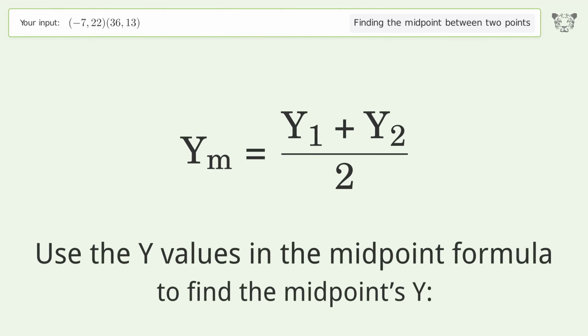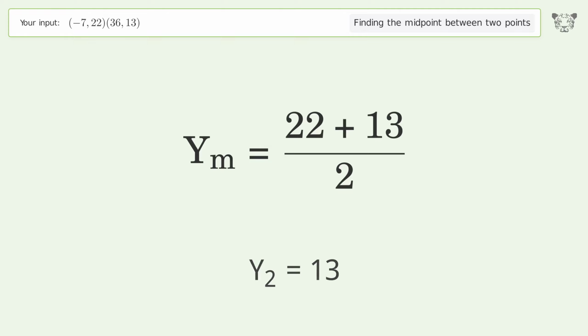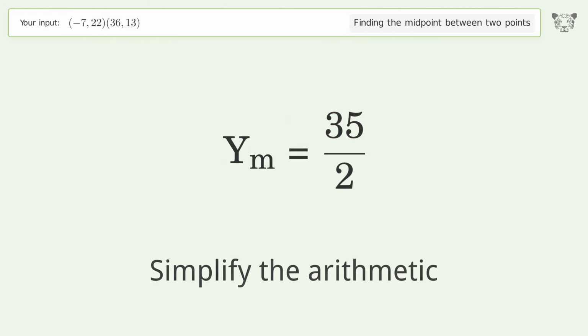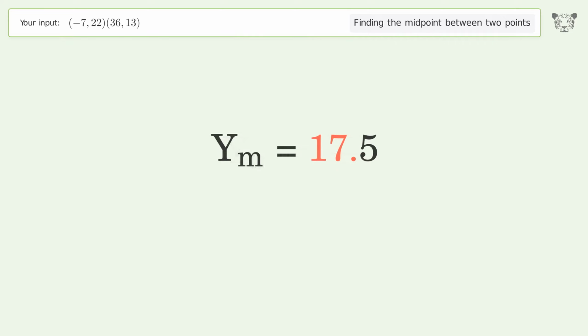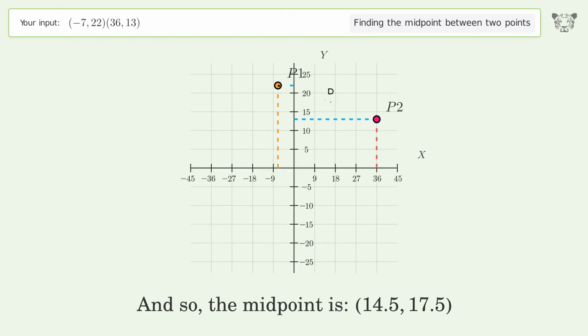Use the y values in the midpoint formula to find the midpoint's y. y1 equals 22. y2 equals 13. Simplify the arithmetic. And so, the midpoint is 14.5, 17.5.